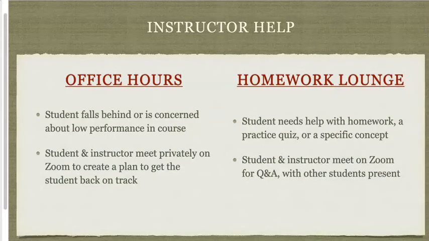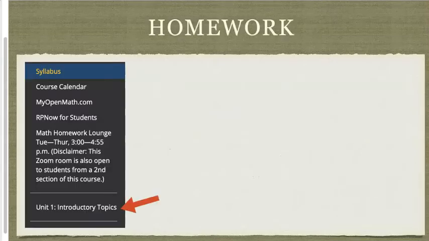If you want help from the instructor, there are 2 different types of help, office hours and the homework lounge. Office hours are if you fall behind or if you're concerned about low performance in the course and you want to meet privately with me in order to create a plan to get you back on track. Whereas the homework lounge would be a great place to meet if you need help with a particular concept or a particular homework, and we would meet with other students and we could all discuss it together. I will be showing up to the homework lounge, sometimes announced, sometimes unannounced.